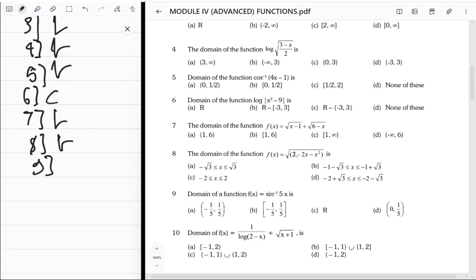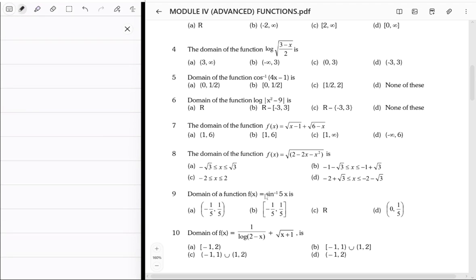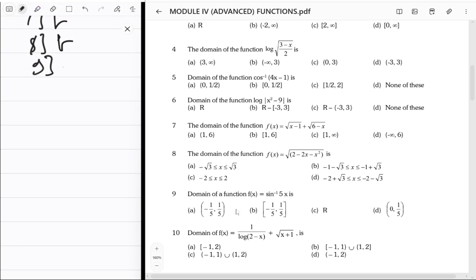Ninth is domain of the function sine inverse of 5x. Once again, 5x belongs to negative 1 to 1. x belongs to negative 1 upon 5 to 1 upon 5. What kind of question is this? Ninth, B. 10th.